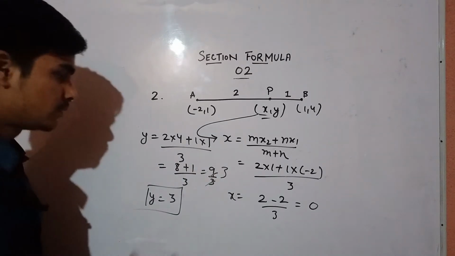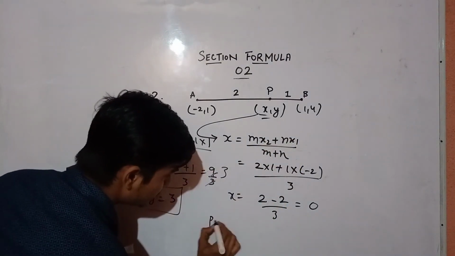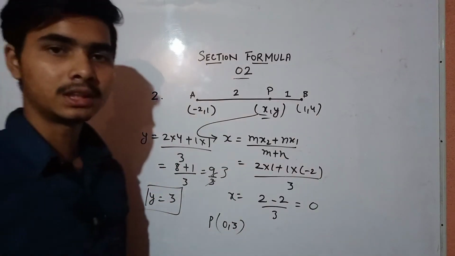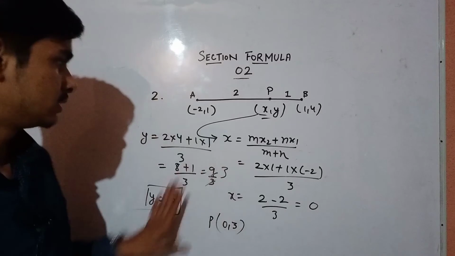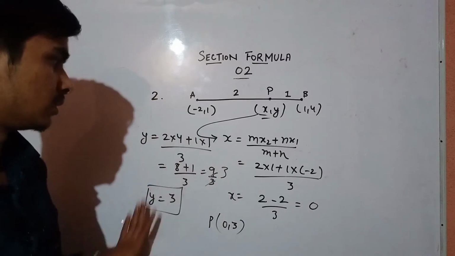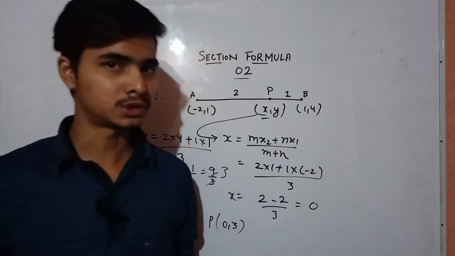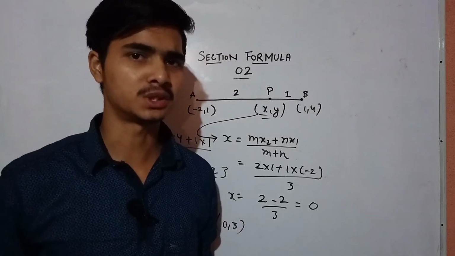So at last we have the coordinate of point P is 0, 3, and this is the answer, and this is how we are going to solve the question. Okay, note it down. Understood? Now let us look at the last question of this video. Very interesting question. Okay, here is the question.